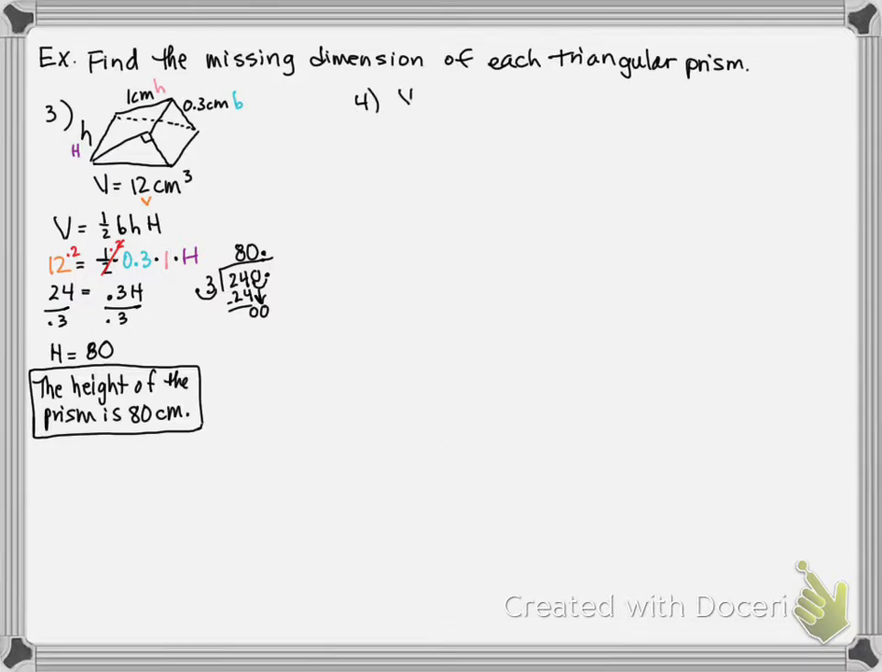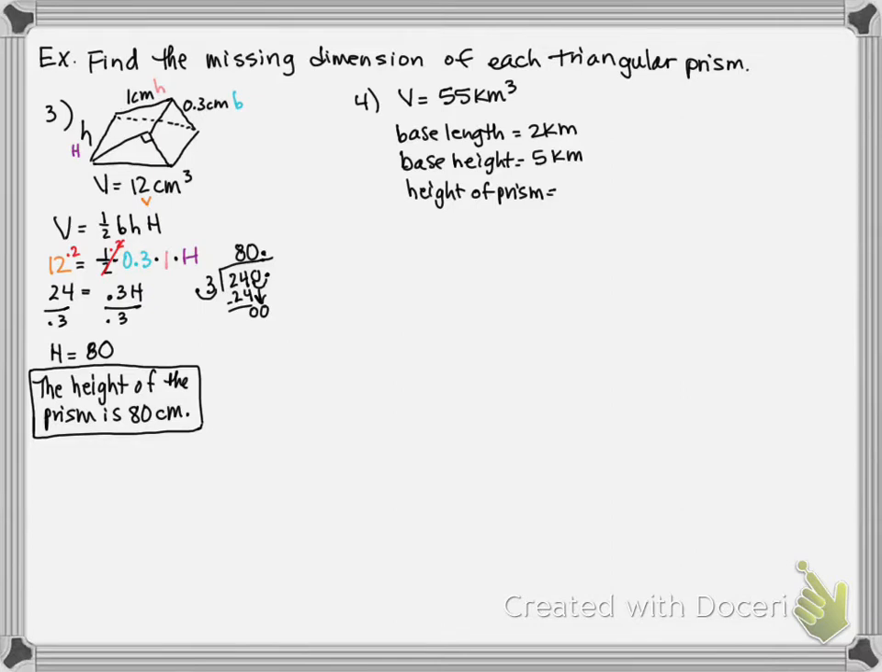So this time they're just going to list out information. So we get volume is 55 cubic kilometers, mouthful. The base length, so they will very clearly spell out what each of the pieces are, and that's going to be 2 kilometers. The base height, so that's your little h, right? Little b, little h right here, is 5 kilometers. And the height of the prism, which is our big H, is going to be the mystery number.